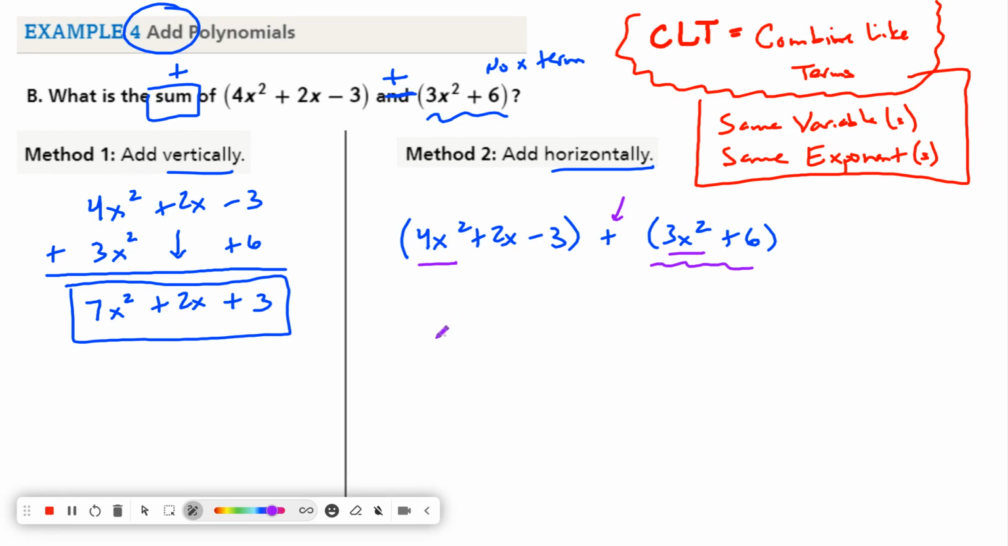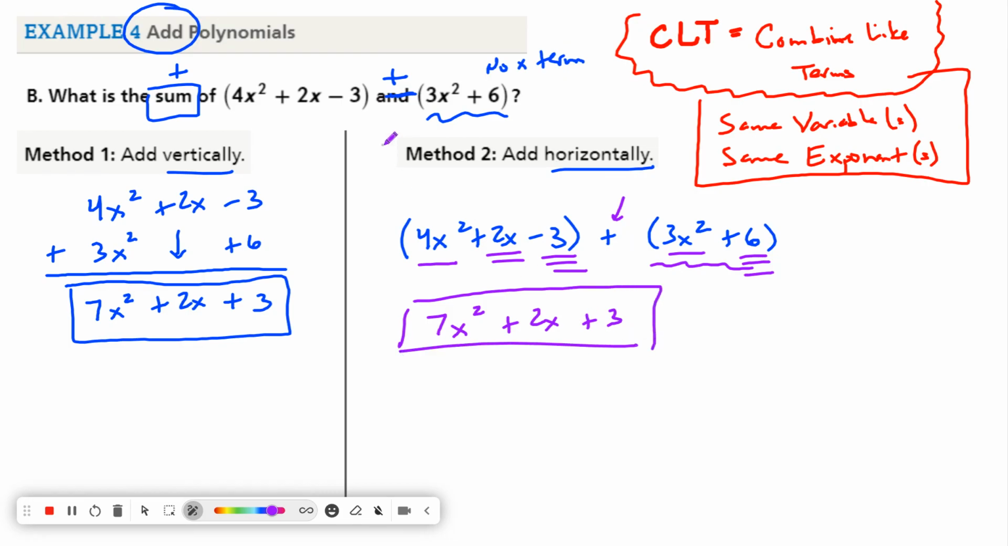So I have a 4x squared here and a 3x squared there. So we're going to combine 4 plus 3 to make 7x squared. Then I have a 2x here. I have no x term there, so the 2x just comes down. It is positive. And then minus 3 and positive 6 are my two constants. You combine those to get positive 3, and you notice you get the same answer. Okay, I am used to doing it horizontally, but if you want to do it vertically, that's your choice, right? But I will typically do it horizontally. So this is how we add by combining like terms.